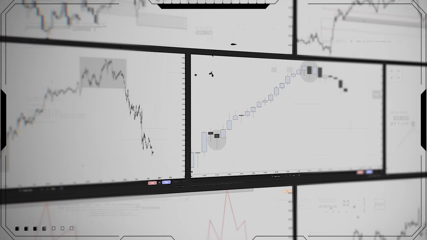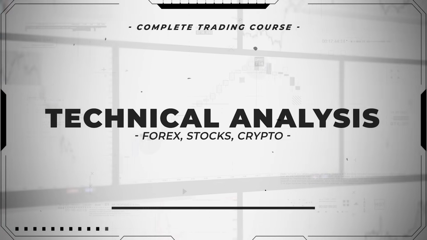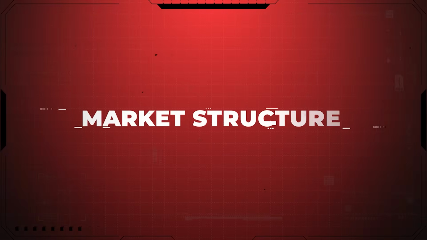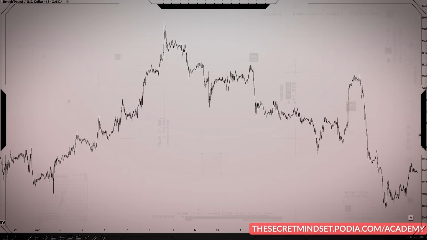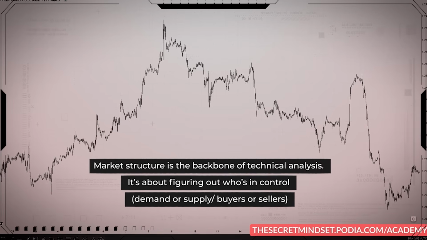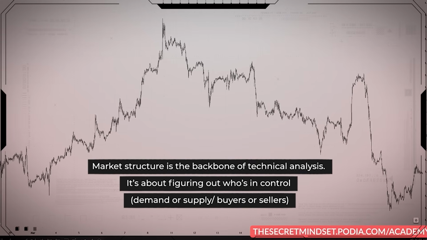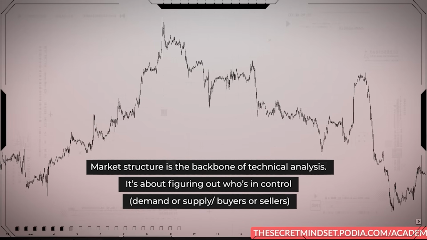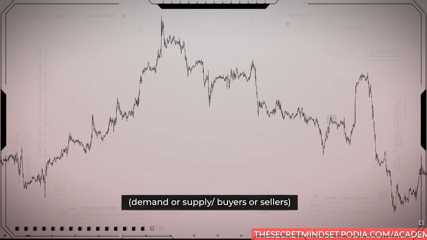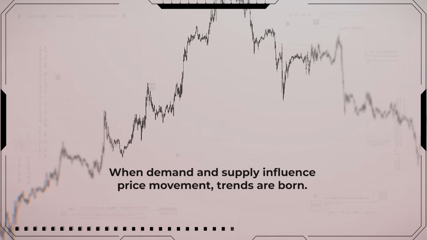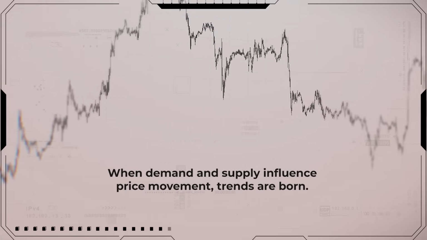If you stay, I'll teach you everything you need to know about technical analysis. Let's start with the market structure. Market structure is the backbone of technical analysis. It's about figuring out who's in control, demand or supply, buyers or sellers. When demand and supply influence price movement, trends are born.